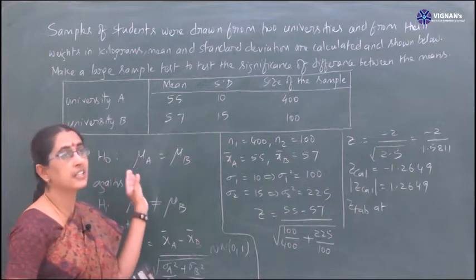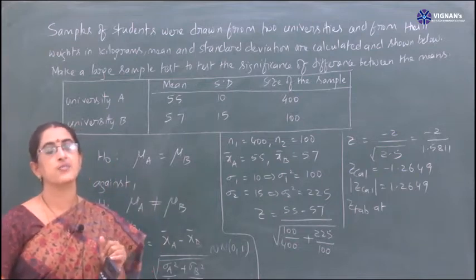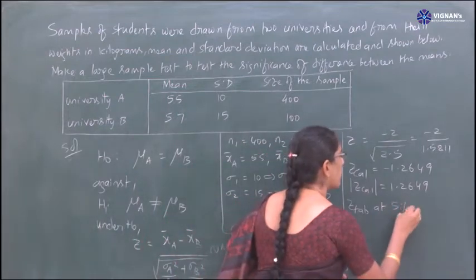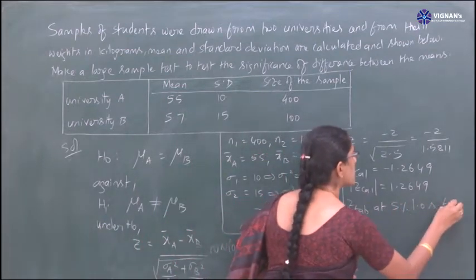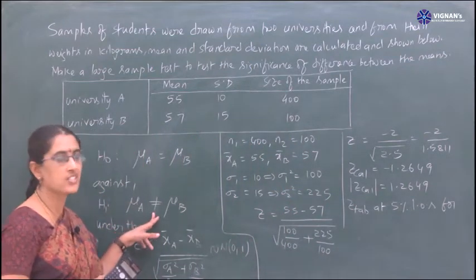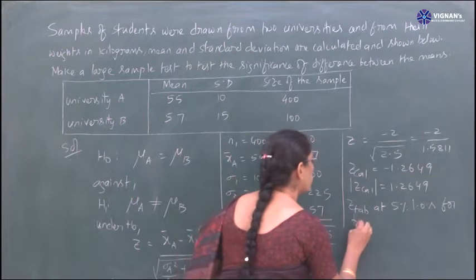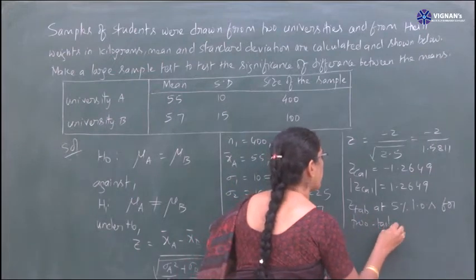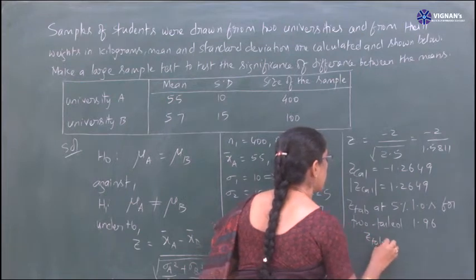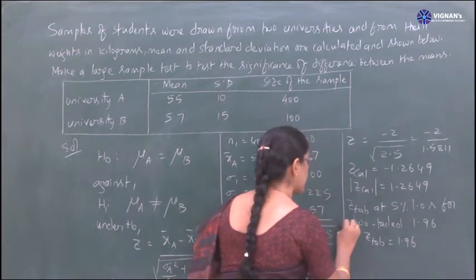So whenever nothing is mentioned about the level of significance, we have to consider it as 5%. So Z tab at the 5% level of significance for the two-tailed. Here the alternative hypothesis is not equal to. So for two-tailed it is given by 1.96.